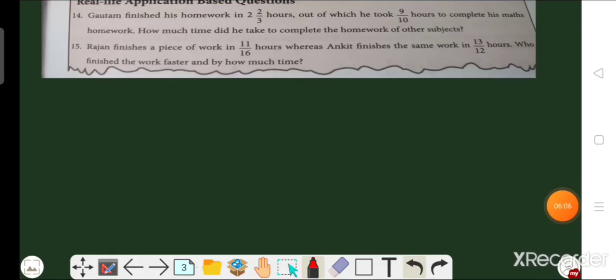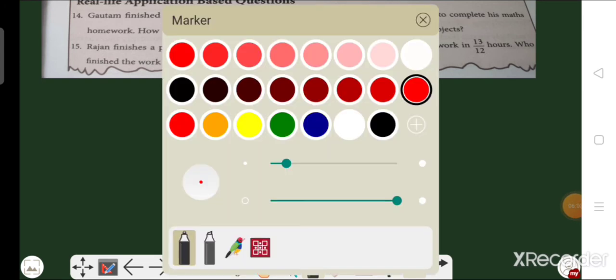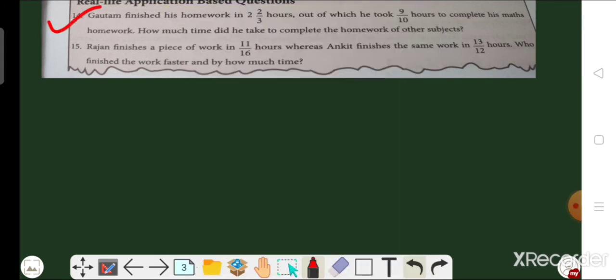Now we will do question number 14. So what is question number 14? Gautam finished his work in 2 and 2 by 3 hours, out of which he took 9 by 10 hours to complete his math work. How much time did he take to complete the homework of other subjects? Okay.